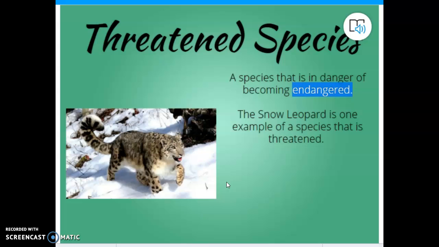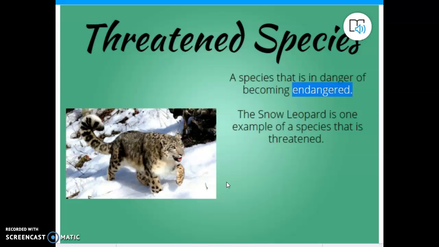So on a list of you need to really start worrying about things, the snow leopard's a little further down. I'm not super worried about the snow leopard yet. Now I want to go ahead and start working on things to make sure that they don't become endangered. But there are other animals that are closer to becoming extinct than a snow leopard.